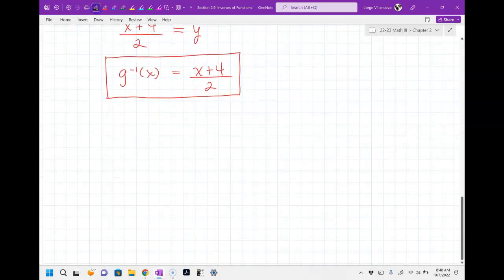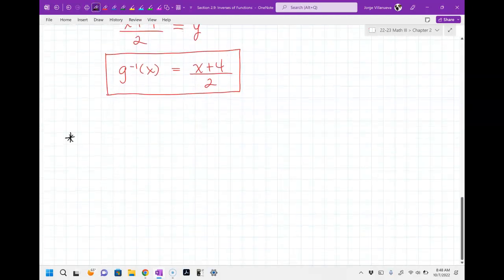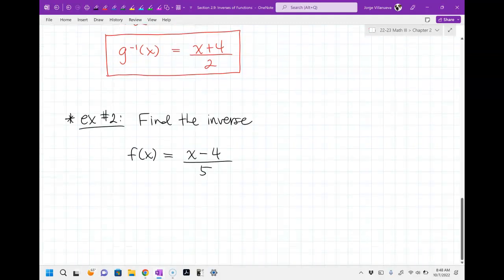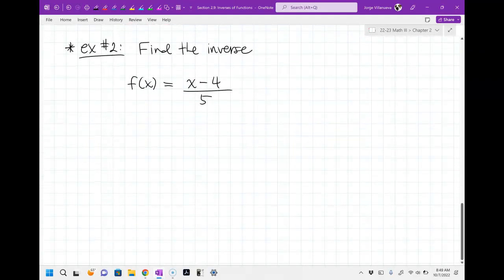So let's check out example 2. All right, so again, find the inverse. I'm going to do one that looks a little more challenging. Right? Always want to make sure I give you guys different looks. I don't want you guys to just go home with the easy stuff, and then I give you hard questions.